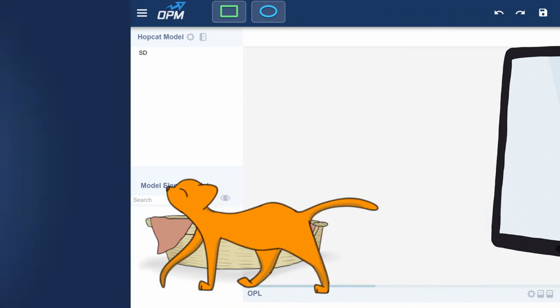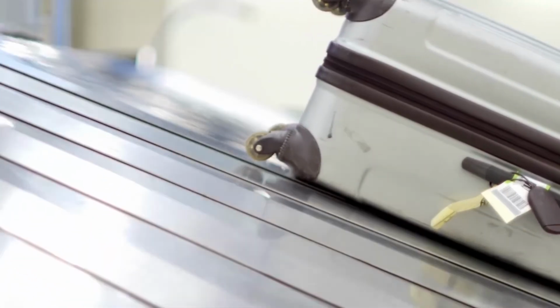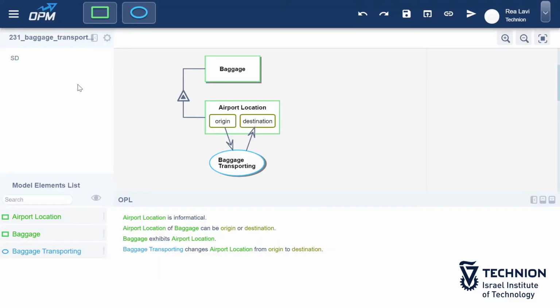Well said, Hopcat. We've just arrived at the baggage claim area, so you should start looking for your suitcase. I will help you.